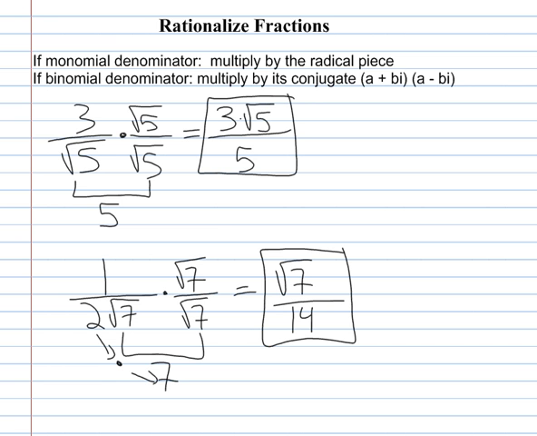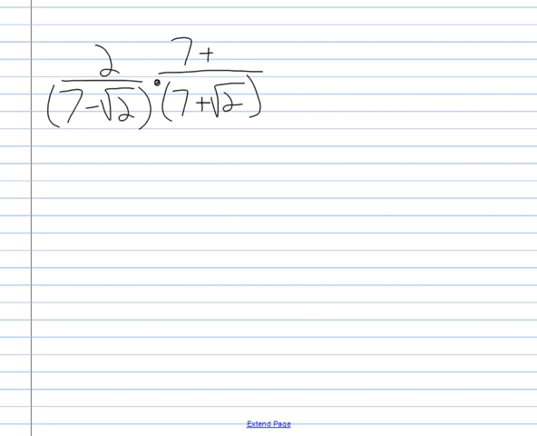Okay, let's look at a denominator that is not a monomial, but a binomial. So let's say we have 2 over 7 minus root 2. Just like with imaginary and complex numbers, when we have a binomial, the trick to get rid of the radical is to multiply by its conjugate. All right, so you get 7 plus root 2 over 7 plus root 2.